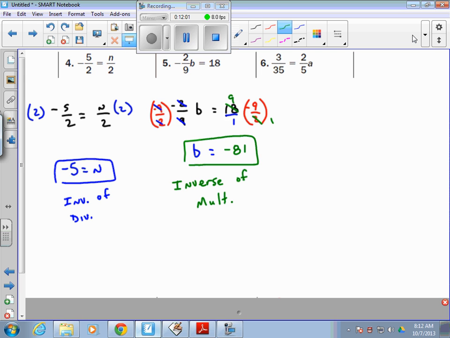3 over 35 equals 2 over 5a. So 3 over 35 equals 2/5 times a. Instead of dividing by 2/5, multiply by its reciprocal. So multiply by 5 over 2. If you do the right side by that, you have to do the exact same thing to the left side. It'll cancel for you. 2 will cancel 2, and 5 will cancel 5. So you're left with just a on the right. That's what you were looking for.